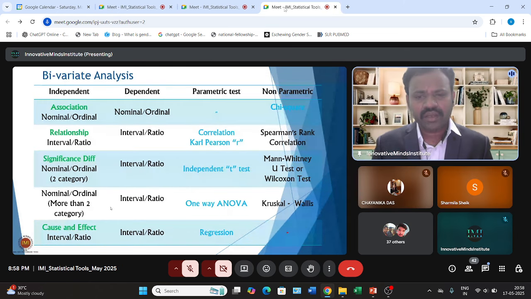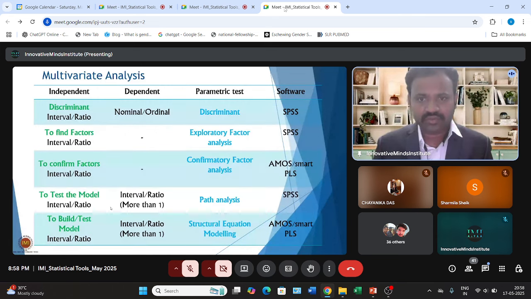Then one-way ANOVA, two-way ANOVA, MANOVA, MANCOVA, many things are there. For your basic understanding, I have given this much. You can explore in future, or we will conduct further classes in future, and you can attend then. For one-way ANOVA, the equivalent non-parametric test is the Kruskal-Wallis test. So that's the thing you have to understand.